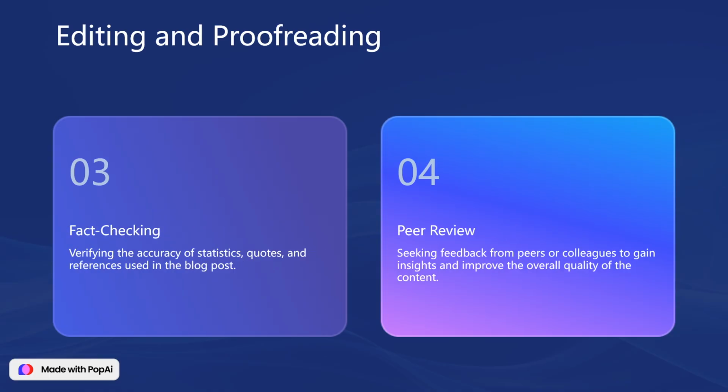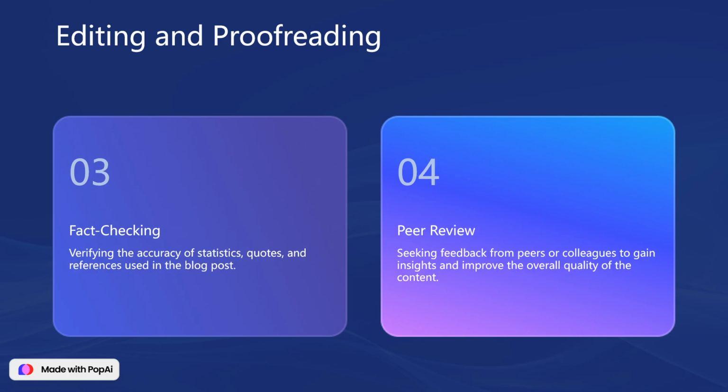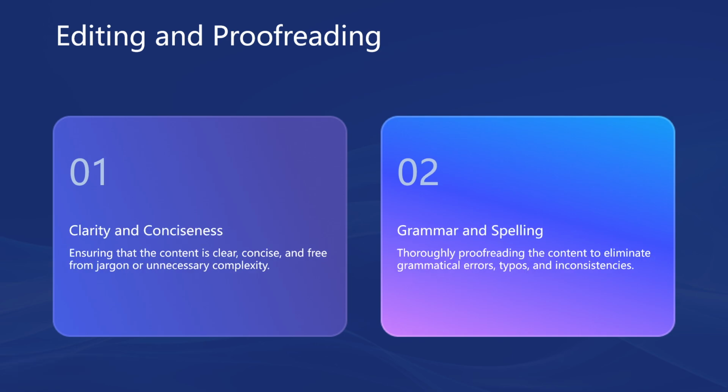Editing and proofreading. The last part, if we have come to the last slide, here I will discuss why proofreading is important and editing is important in a blog post. Clarity and conciseness, to maintain the grammar, to reduce the grammar and spelling mistakes, fact checking, peer review. What is clarity and conciseness?